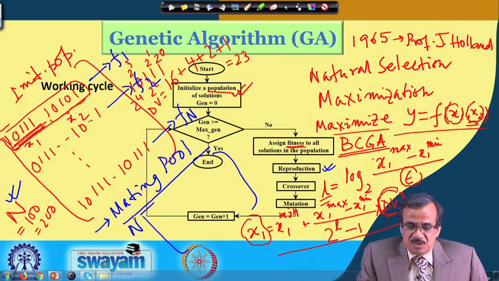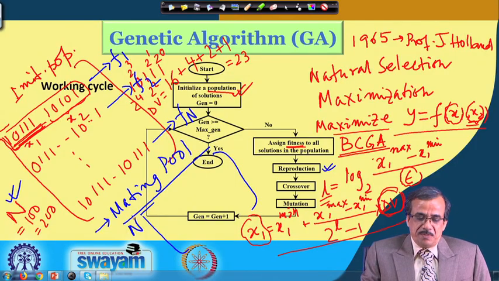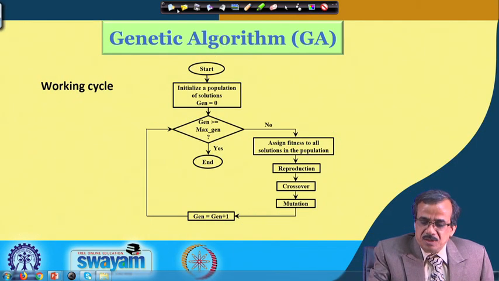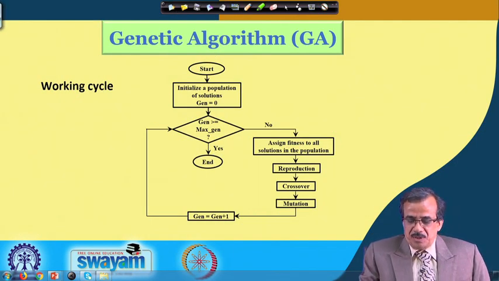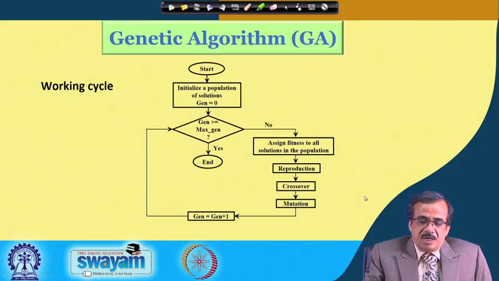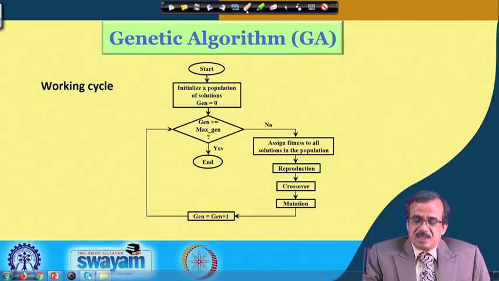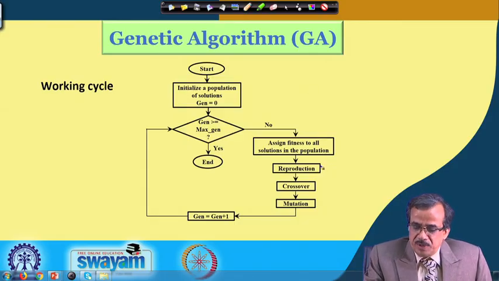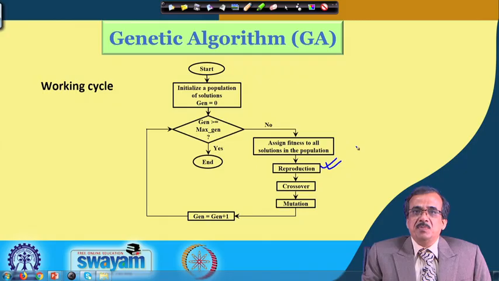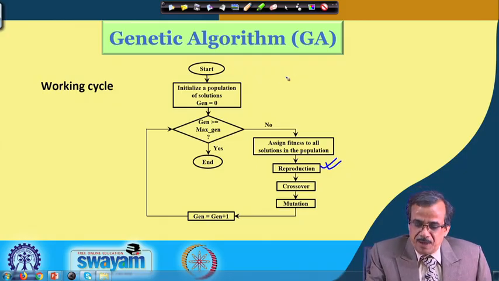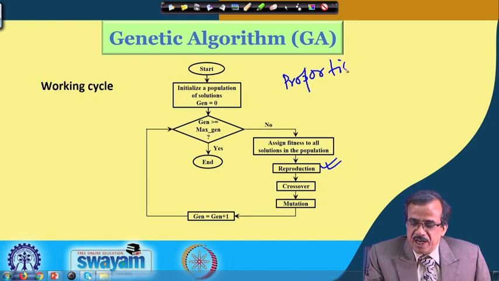Now, if you see the literature, we have got different types of reproduction schemes. One of them is the proportionate selection. So, we are just going to discuss the reproduction schemes, starting with the proportionate selection.